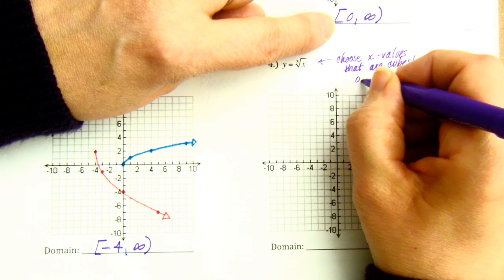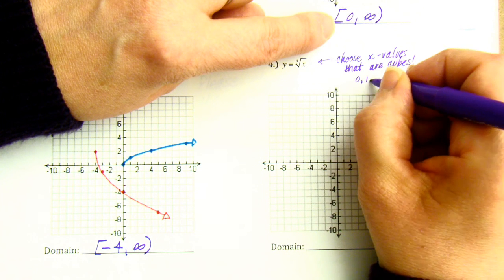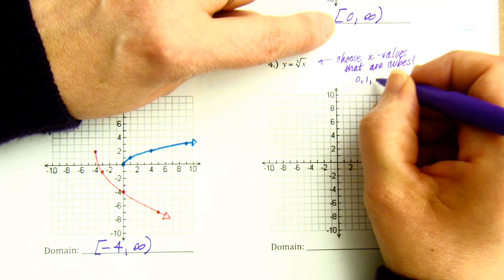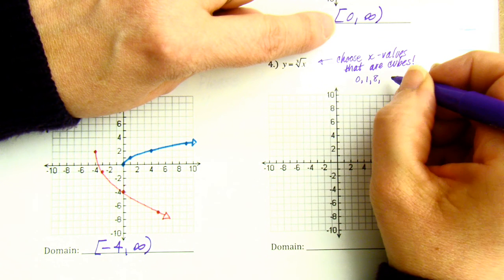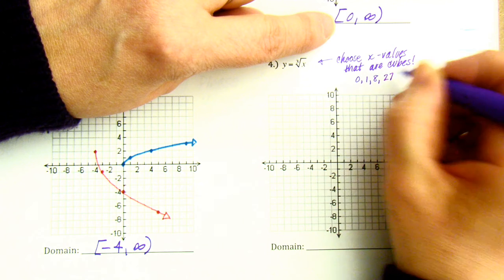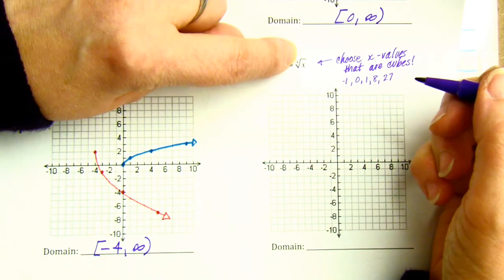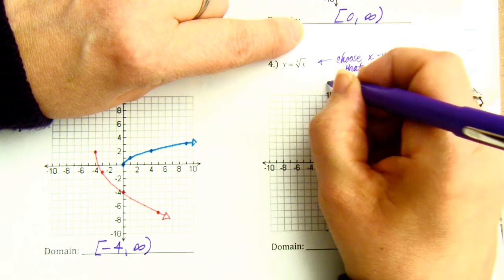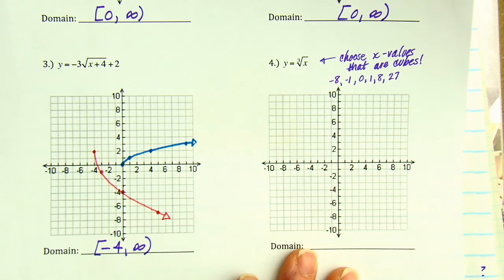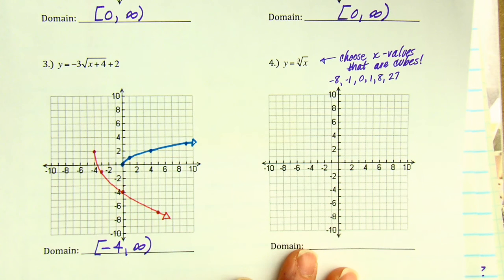0, right? Cube root of 0 is 0. 1 is a cube, right? 1 times 1 times 1. 8 is a cube. 2 times 2 times 2. 27 is a cube. 3 times 3 times 3. And then, hey, guess what? On the other side, because it's an odd index, we can take the cube root of negative numbers. Okay, that's probably all we need for this. The 27, it's going to be off the grid, so we're not going to use it.